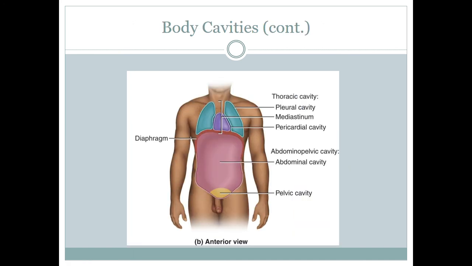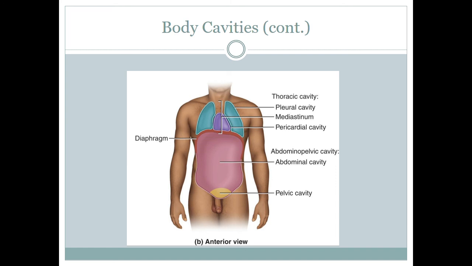In this frontal or coronal view, you can see that the thoracic cavity is subdivided into the 2 lateral pleural cavities, which contain the lungs, and a medial pericardial cavity, which contains the heart. There's also an area between the 2 lungs that's called the mediastinum. The mediastinum contains the heart, also the aorta, the thymus, and also a few other structures.